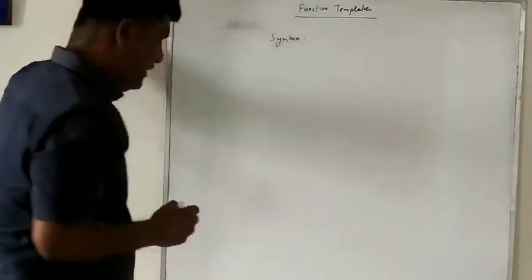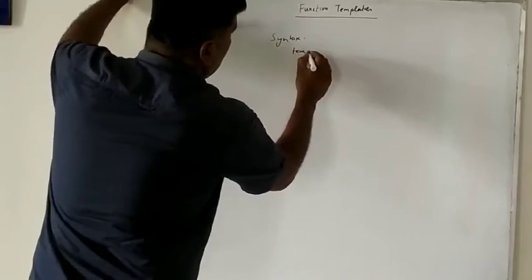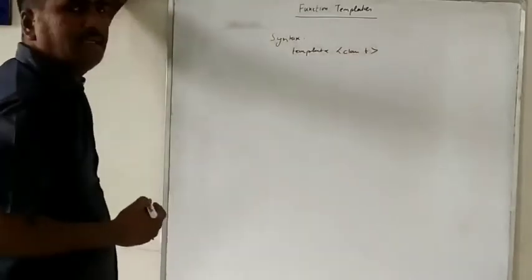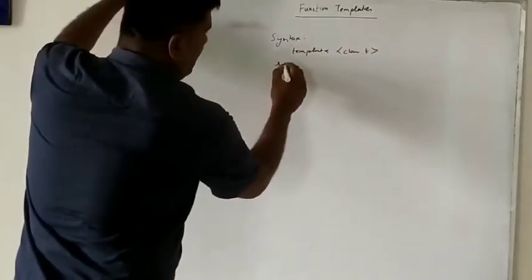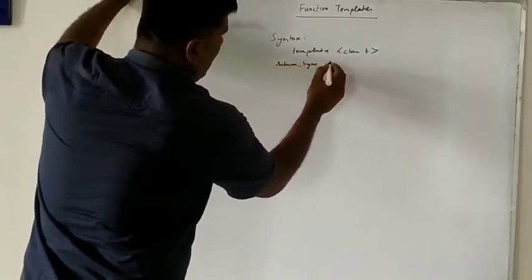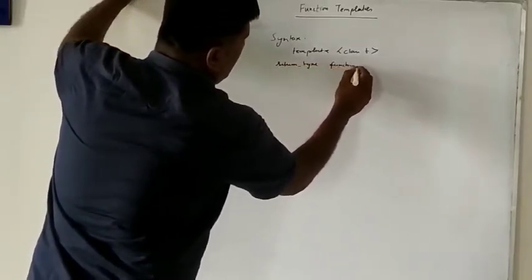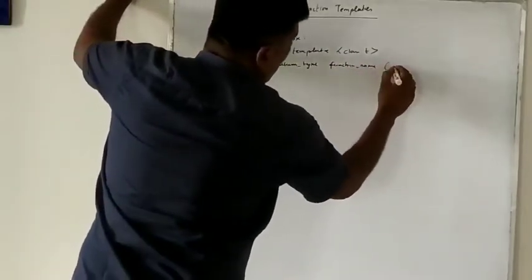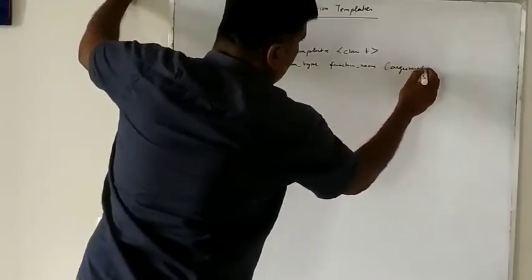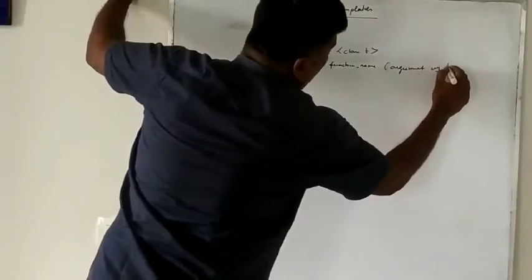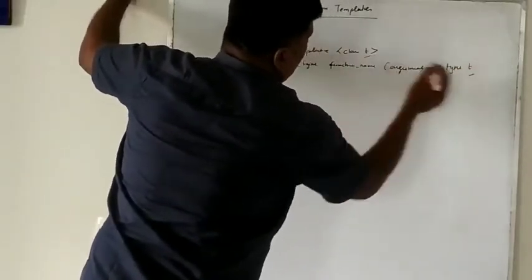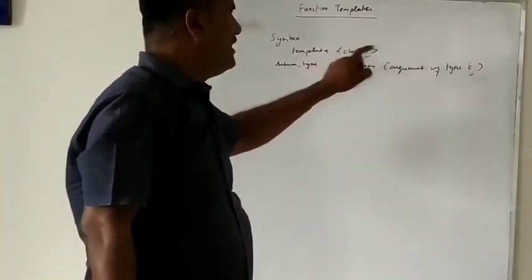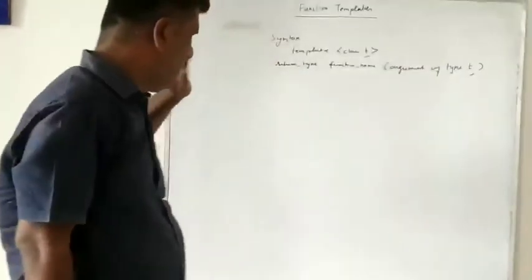Syntax of template. Okay, so we first write template, then angle bracket class T. Second, the return type, then the function name, then the argument of type T. So here we are using the class T. So the class T is passing the argument of this function.